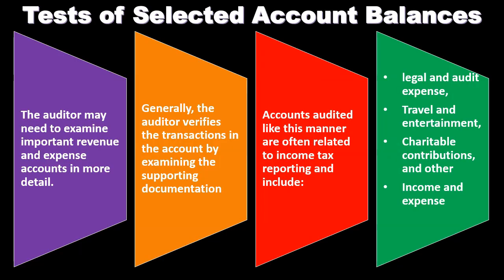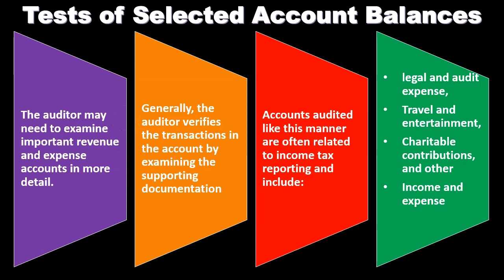Test of selected account balances. So now we have the tests of the selected account balances. The auditor may need to examine important revenue and expense accounts in more detail. So we may pick some of those revenue and expense accounts to look into in more detail based on basically our analysis, our ratio analysis, or our analytical procedures. And we might be just considering that some accounts on the income statement are going to be more important and we want to basically select them and do more testing on them just in general.